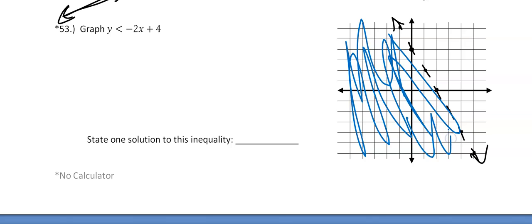And then the second piece of this thing, it says, what's a solution? Well, you can pick any point that's in that shaded region. So I might pick the point like 0, 0 as an example. Okay? Or I could pick the point like -3, -1. Okay, so anything that's in that shaded region will work as a solution to this guy. All right.